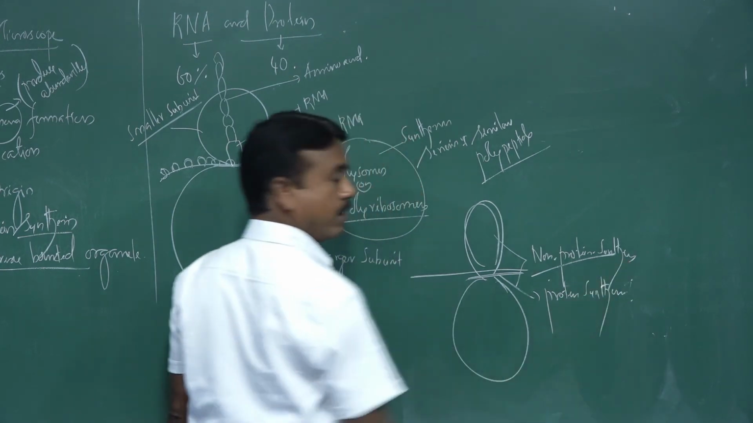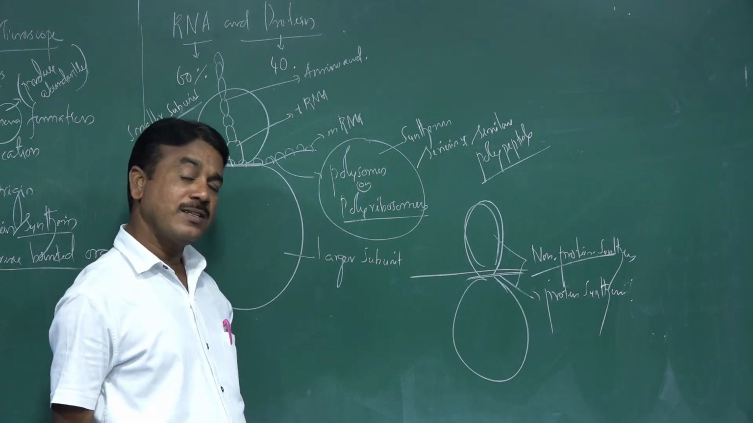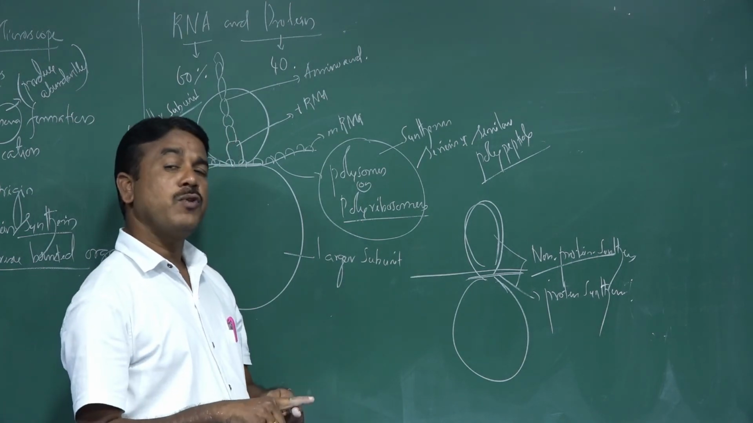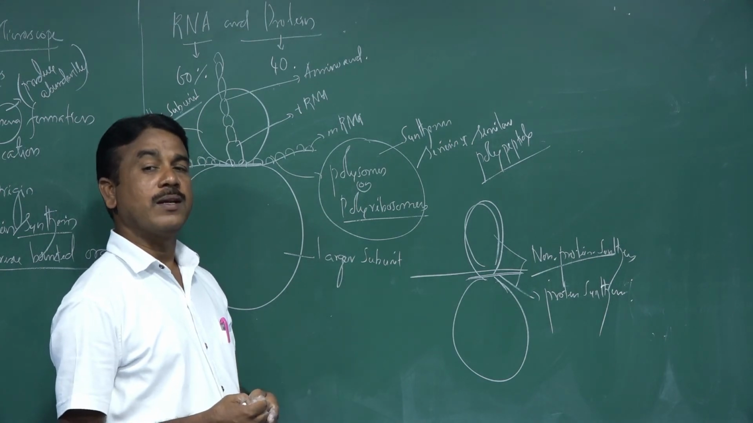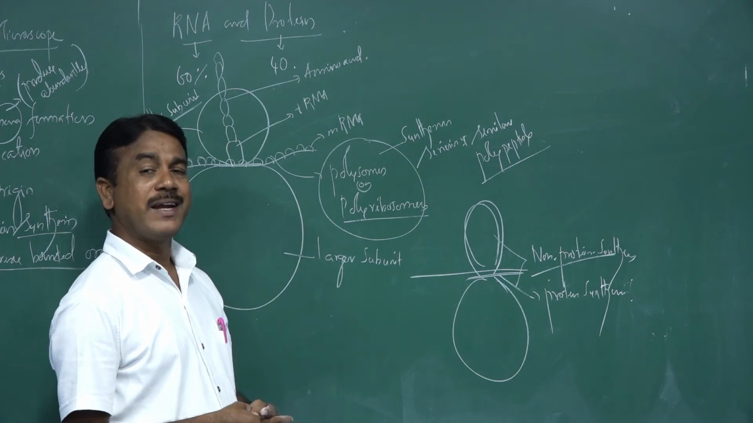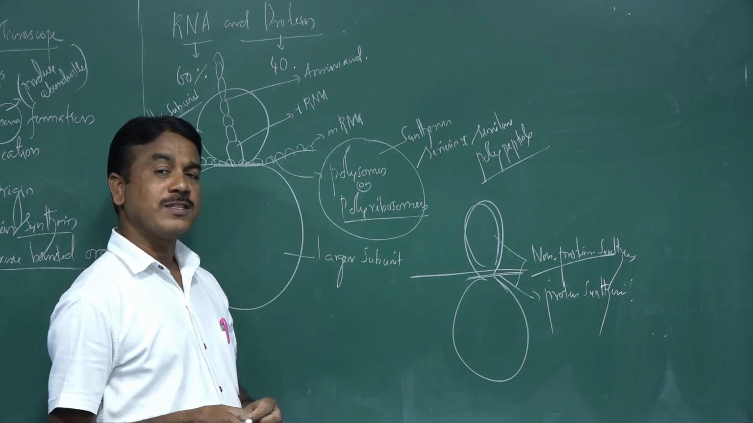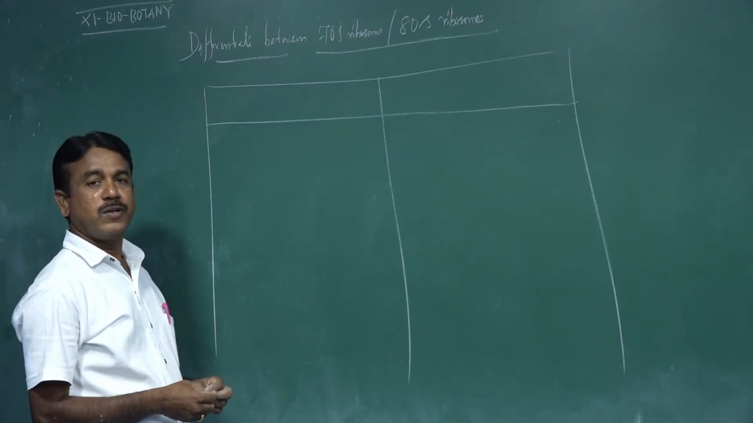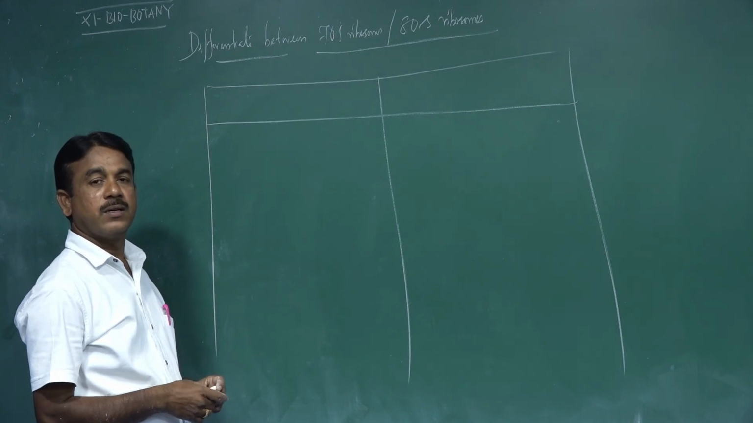So the two subunits are free in non-protein synthesis. They are attached to the subunits with the help of magnesium 2 plus, and then protein can be produced. That is the phenomenon of protein synthesis, because as I already indicated, the ribosome is the site of protein synthesis in the cell.